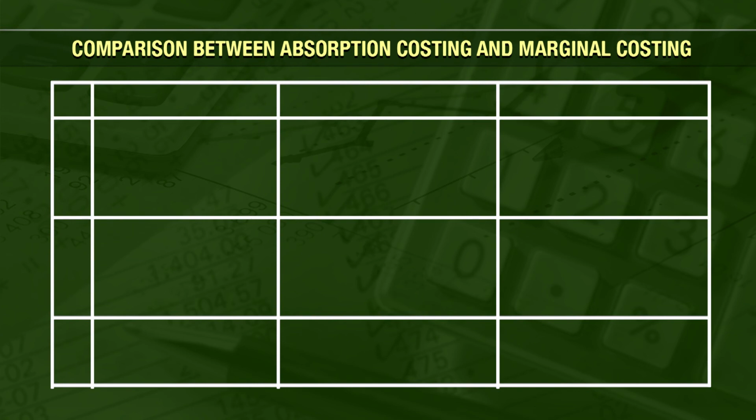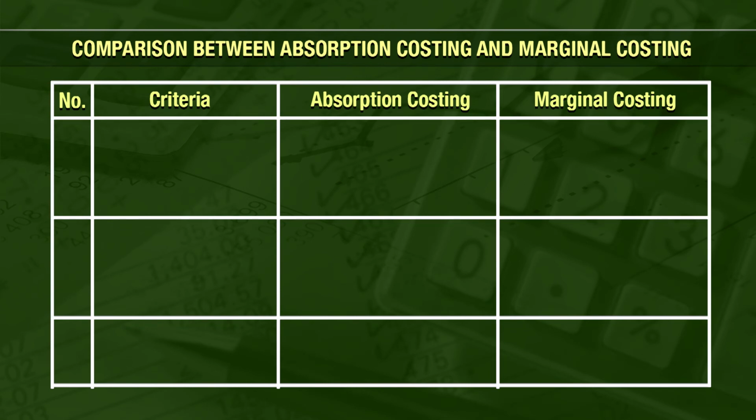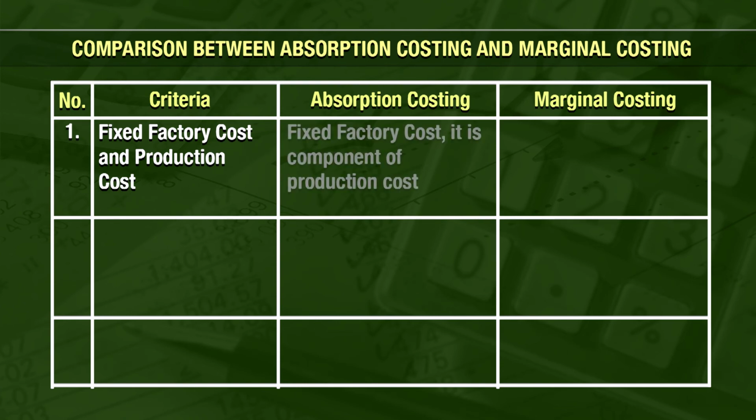So far we have obtained information about absorption costing and marginal costing in detail. Now let us try to understand the important points which create the differences between these two systems, or let us understand the comparison between absorption costing and marginal costing. Let us see different criteria. First criterion is about consideration of fixed factory cost and production cost. When it is absorption costing, fixed factory costs are very essential to determine the production cost. But under marginal costing, it is not included, it is ignored.